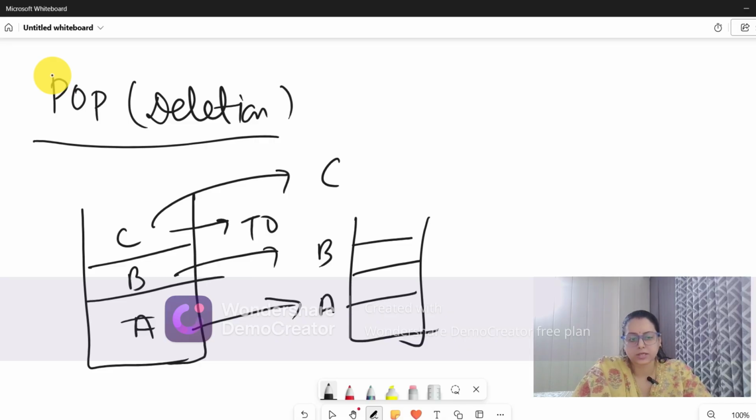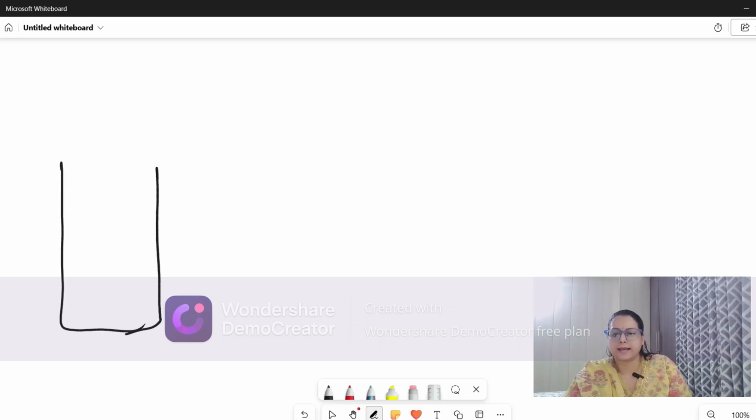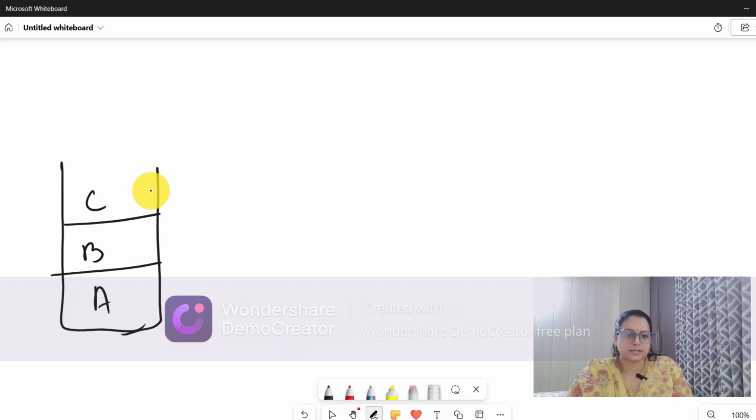Here 2 situations are coming, one inside the insertion operation and the second inside the deletion operation. The 2 terms that come in the examination are underflow and overflow. So let us see this by an example. What is underflow and what is overflow? Suppose this is the stack, and elements A, B and C are in the stack. C is the topmost element, and this stack is full. There are no more places above the C.